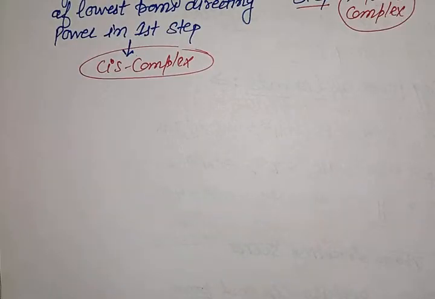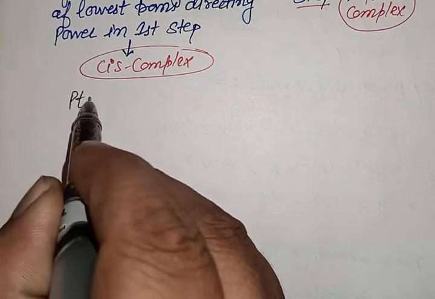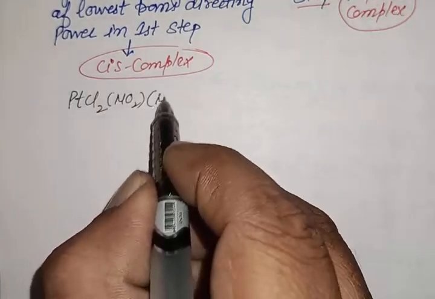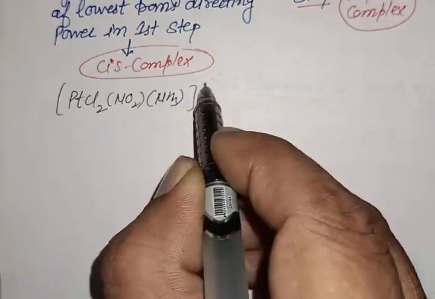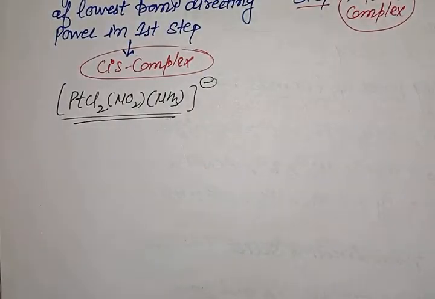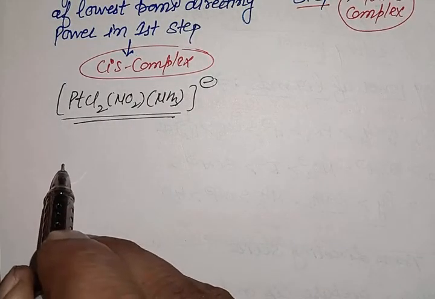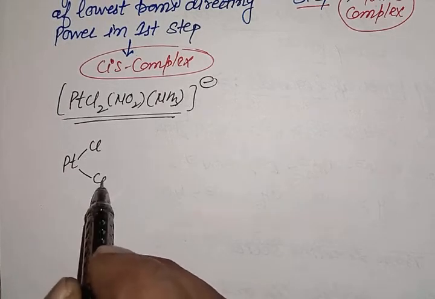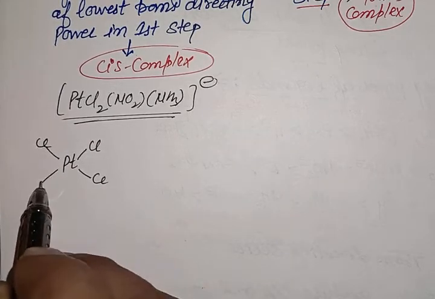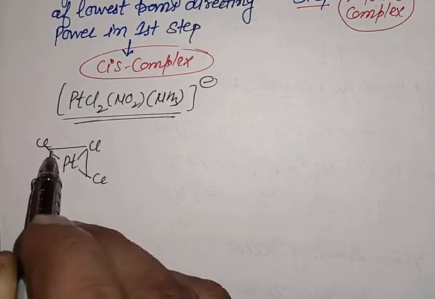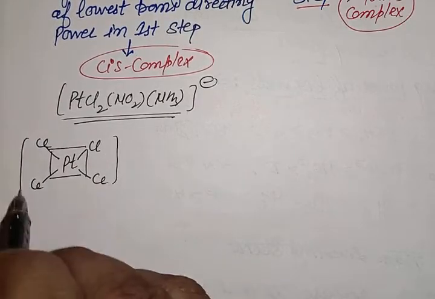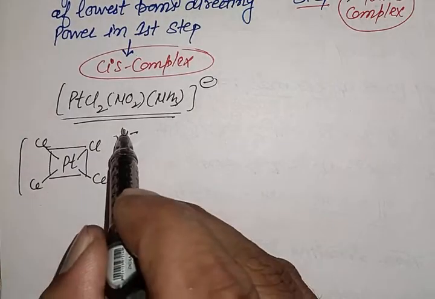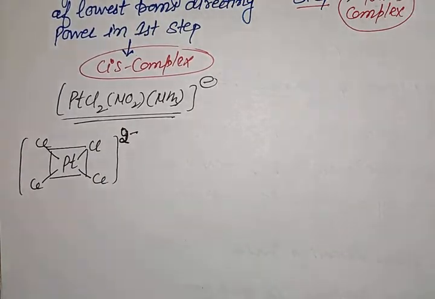So in this case we have to prepare [PtCl2(NO2)(NH3)]⁻ complex. So let's start with the tetrachloroplatinum complex, PtCl, Cl. Here is also Cl and this is ligand Cl. This is a square planar complex in which the platinum metal is present in the +2 oxidation state. It is having a -2 charge.